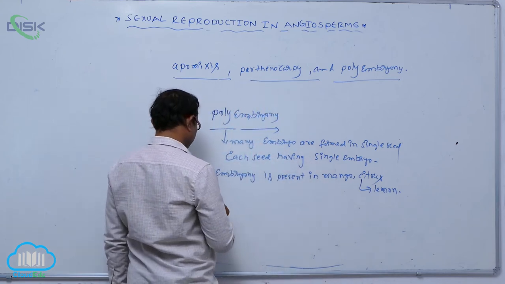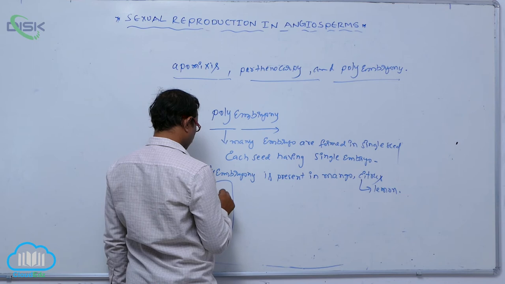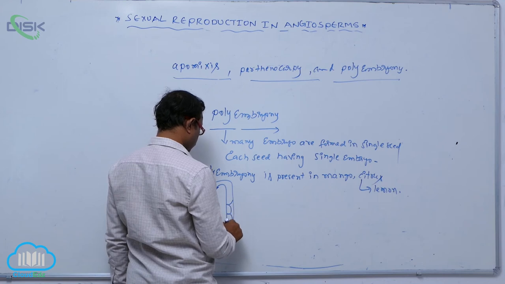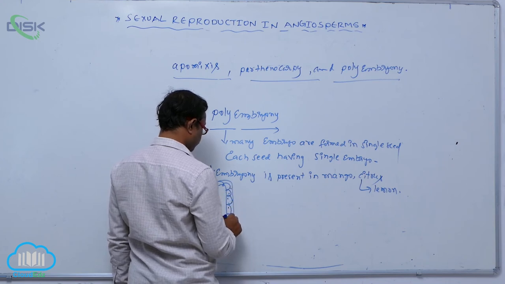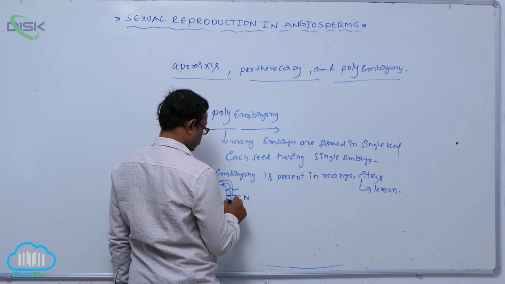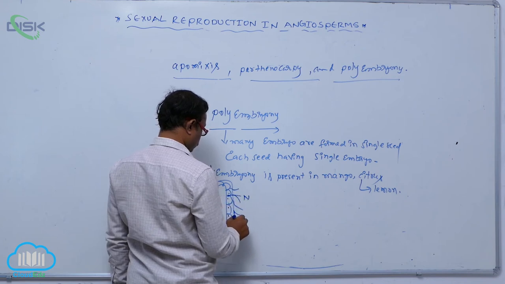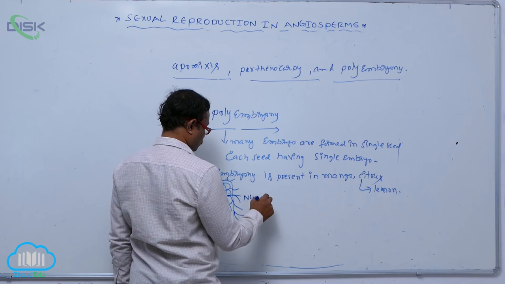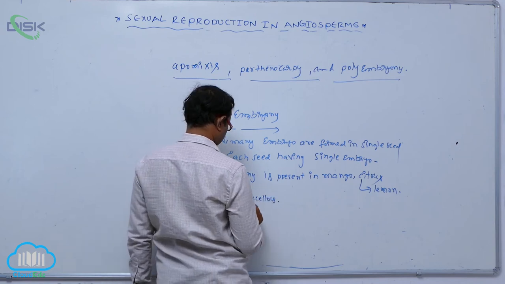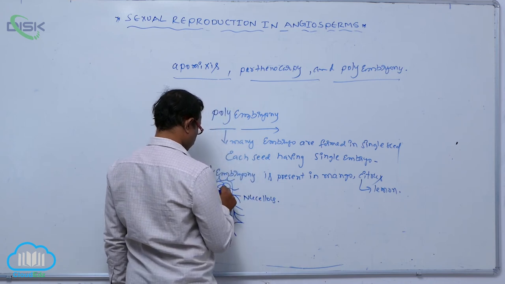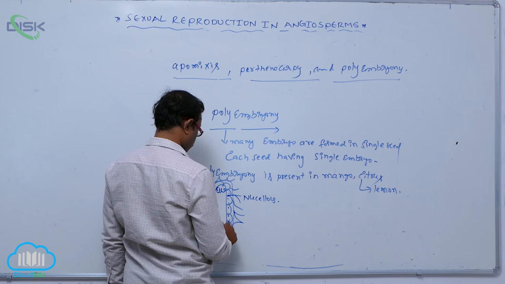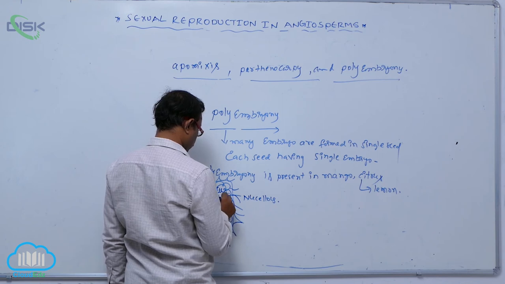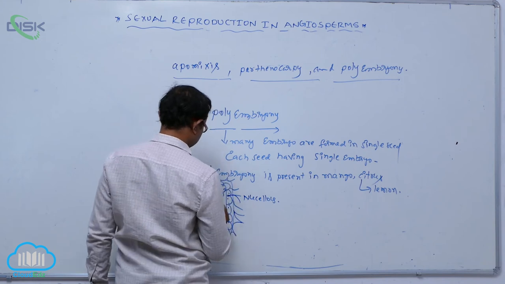For example, this is an ovule. This is known as the embryo sac. These are the nucellus. It is at the embryo sac.